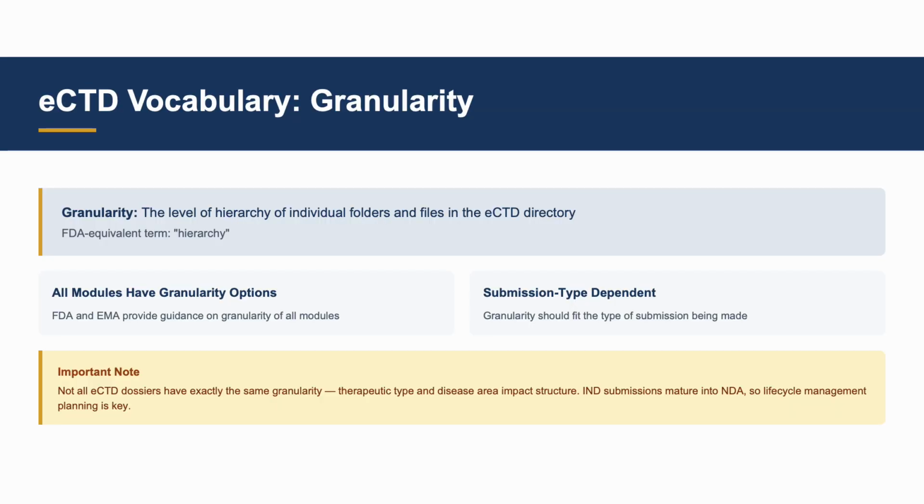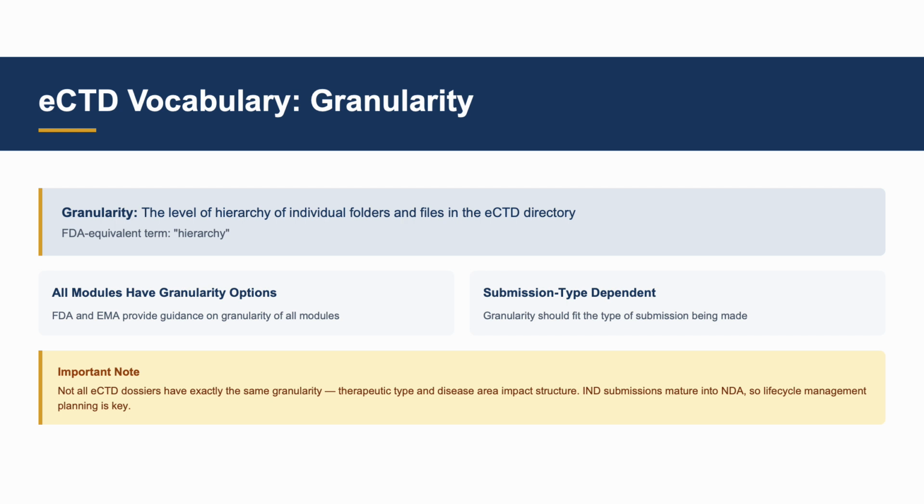Granularity is a fundamental concept in eCTD submission that refers to the level of hierarchy and organization of folders and files within the eCTD directory structure. Understanding granularity is essential because it determines how your submission is organized and how easily reviewers can navigate to find specific information. The term granularity is predominantly an ICH term, while the FDA often refers to the same concept as hierarchy.